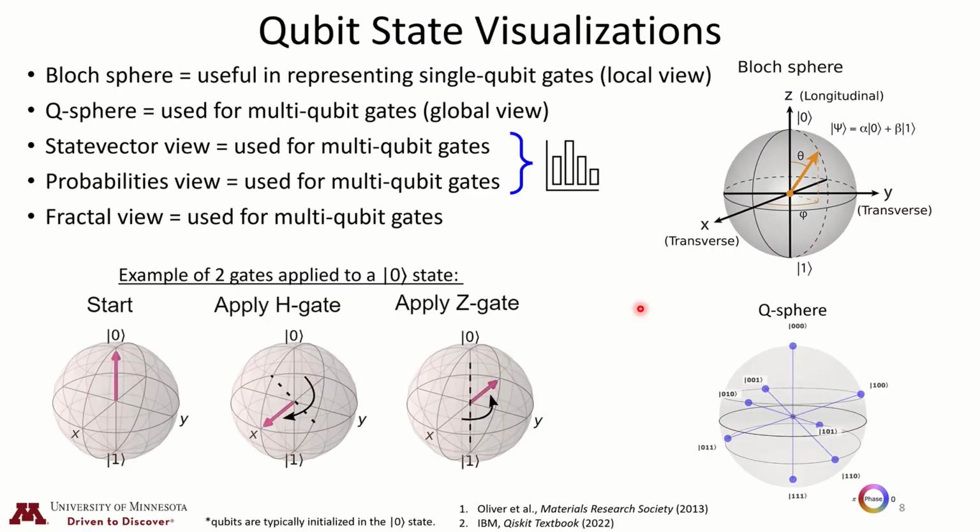So here's a visualization of qubits. As I mentioned, we have the Bloch sphere. On this Bloch sphere there's a surface.